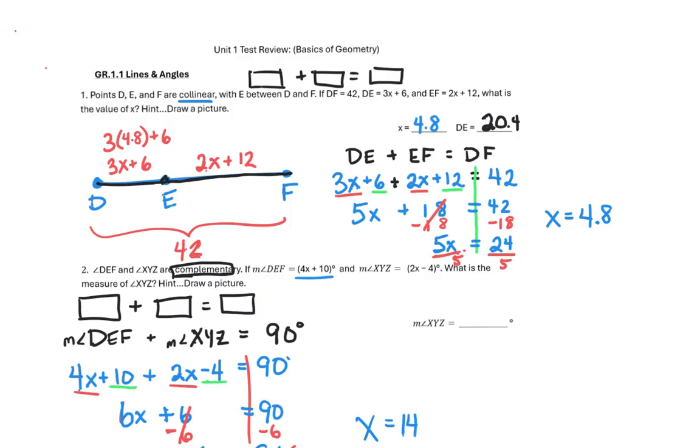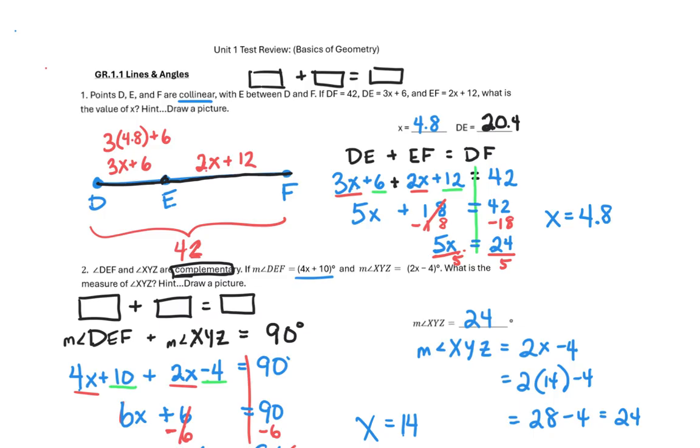But again, we're not solving for x. I mean, we are, but that's only part of it. We need to figure out what XYZ is. So the measure of angle XYZ is 2x minus 4. And I know that x is 14, so that's 2 times 14 minus 4. That's 28 minus 4, which is 24. So 24 degrees.